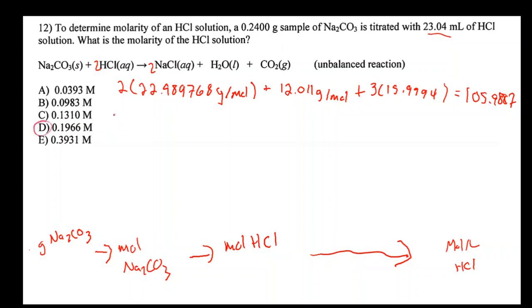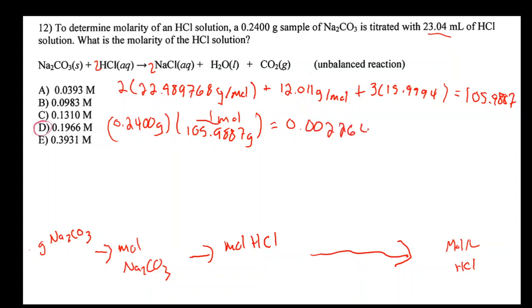So now that we have that conversion ratio, we can go to moles of Na2CO3. We have 0.2400 grams, and then to go to moles, we put the grams on the bottom: 105.9887 grams per 1 mole. So that is 0.00226439 moles of Na2CO3.